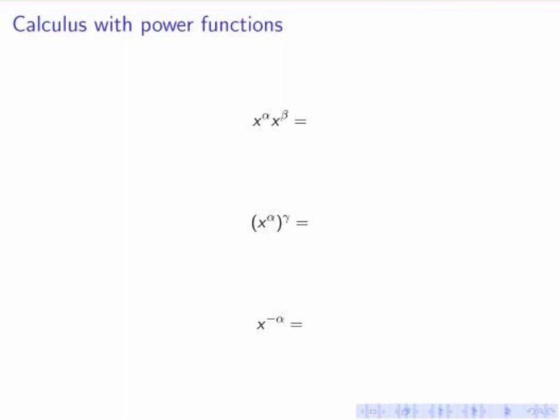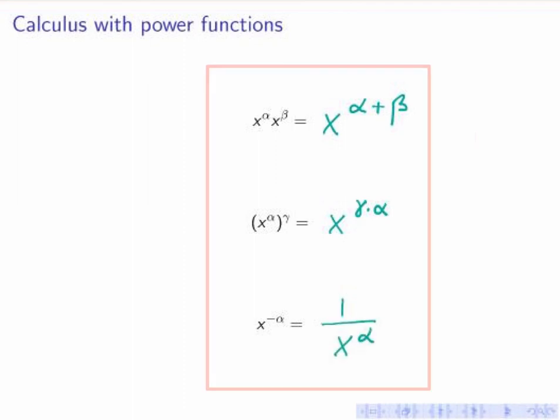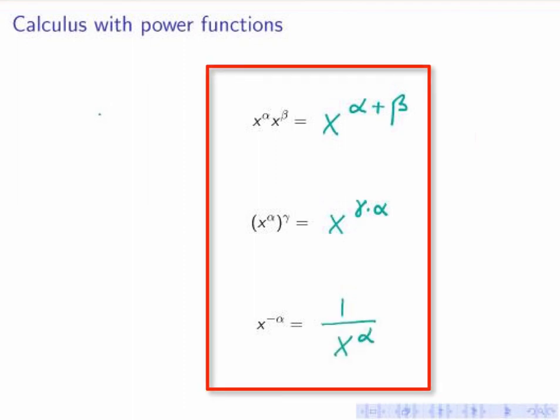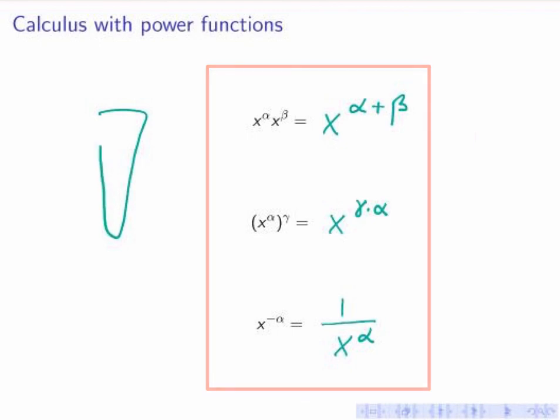Now a few basic calculus rules for power functions. x to the alpha times x to the beta is x to the alpha plus beta. x to the alpha to the gamma is x to the gamma times alpha, so the exponents multiply. x to the minus alpha, as we know, is 1 over x to the alpha. These are super duper important rules, and we will use them all the time.